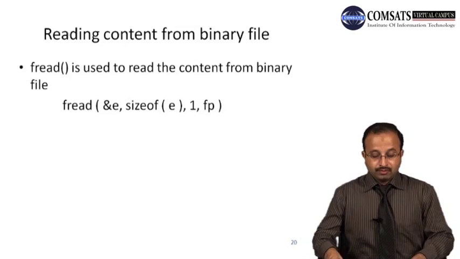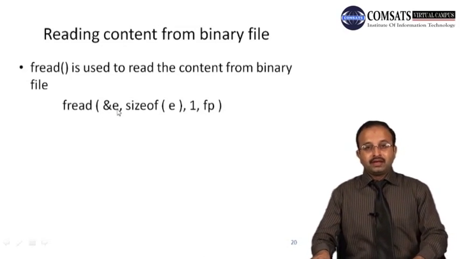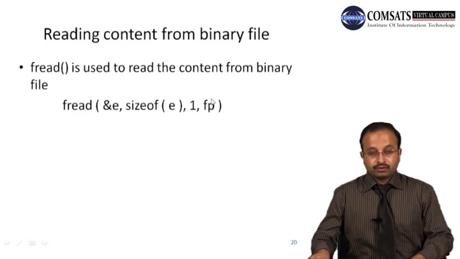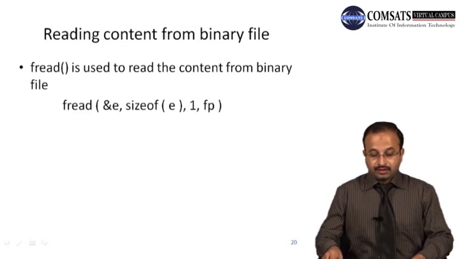The prototype of the fread function is like this. There are 4 parameters. The first parameter is the memory address. E is the variable of struct employee type, so this is the address of that variable. Then sizeof E, the total number of bytes occupied by E. 1 is the third parameter and the file pointer is the 4th parameter. And then we have a semicolon over here.